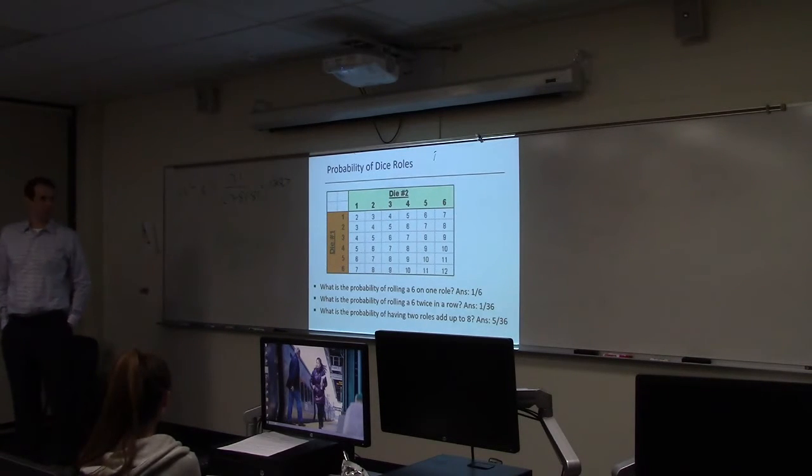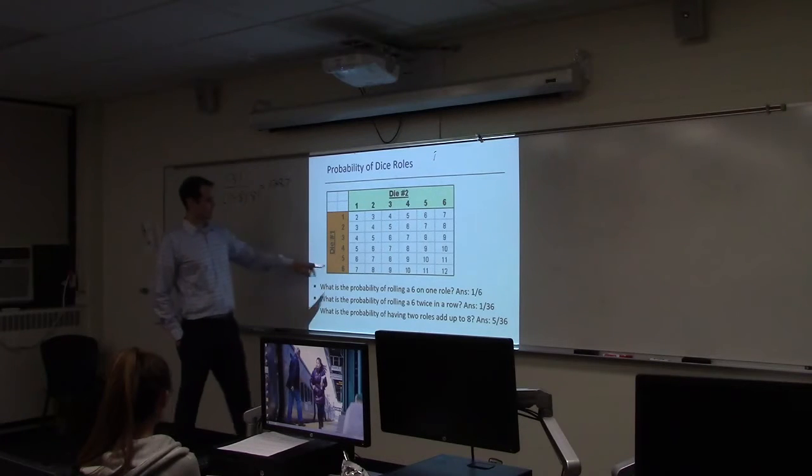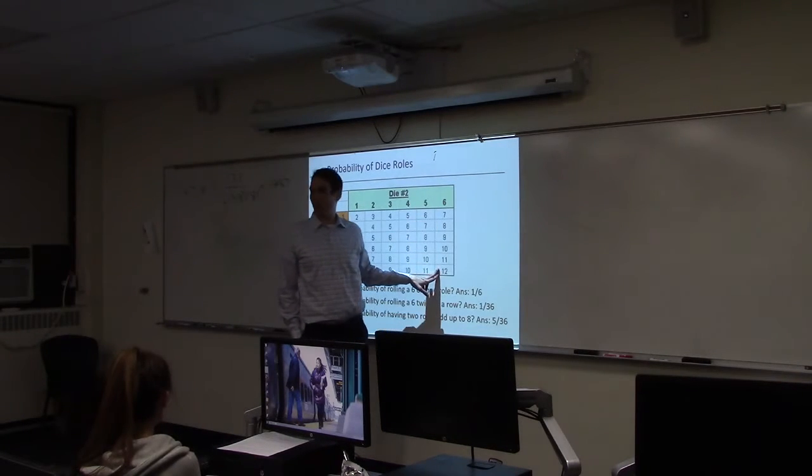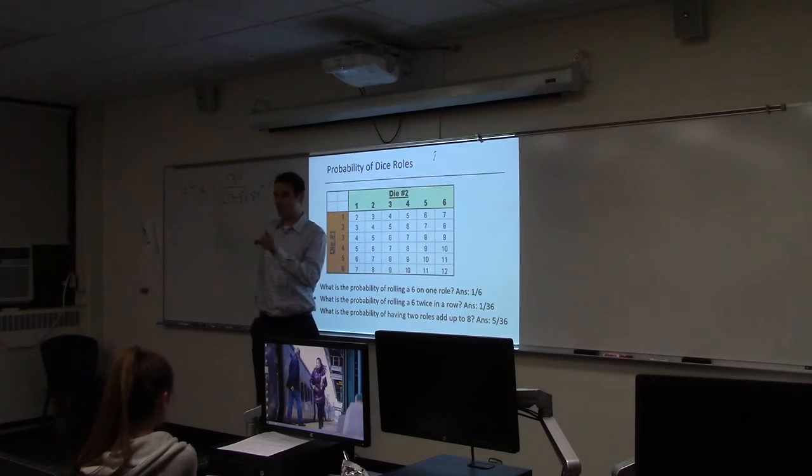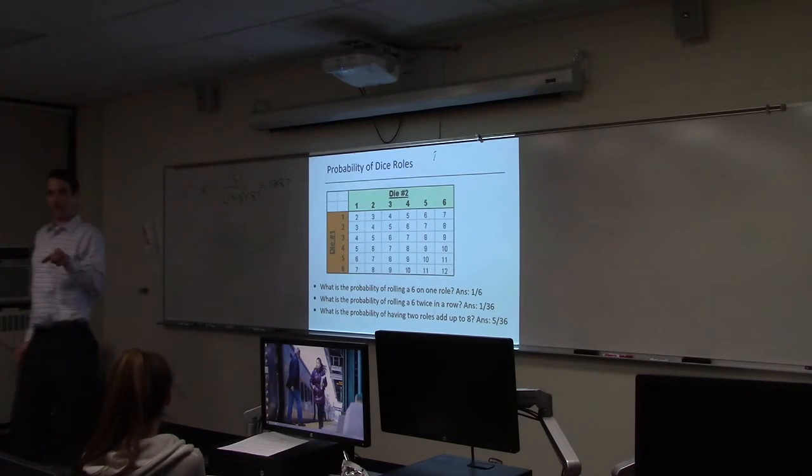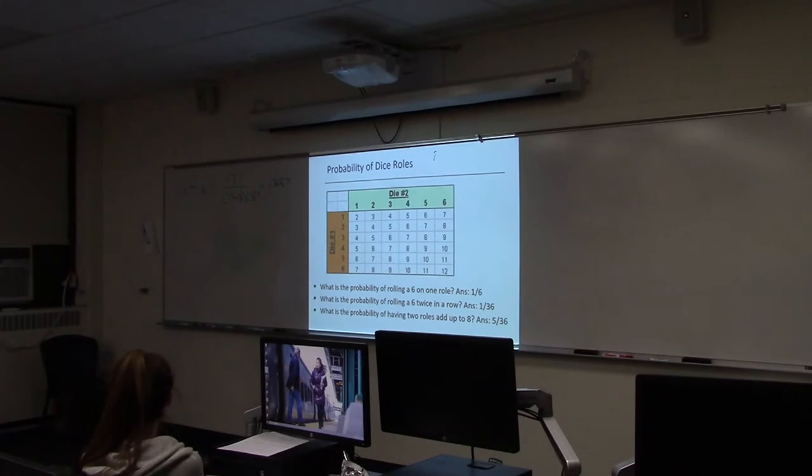All right. Well, let's look at it this way. 6 and 6, that adds up to 12. So I'm going to give you 2 dice to roll, and I want to know the probability of both those numbers adding up to 12. How many ways could that happen?